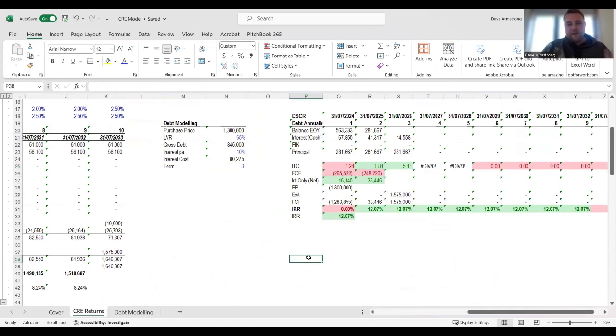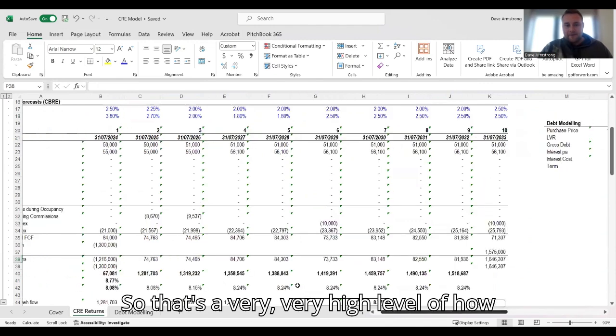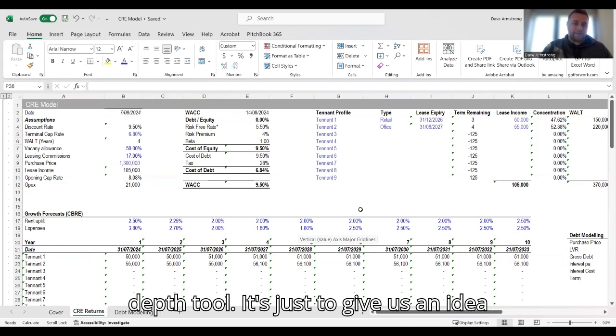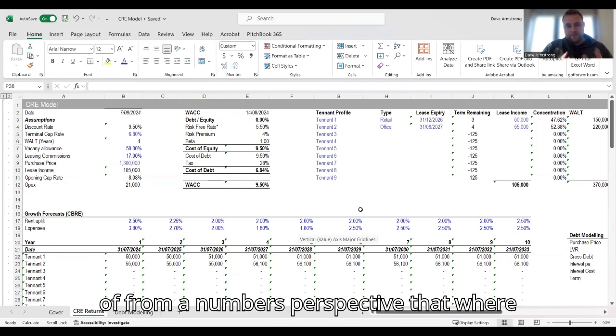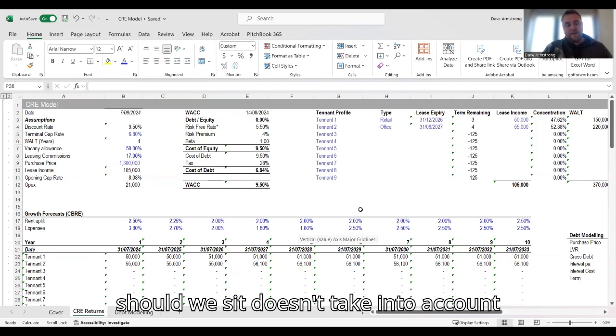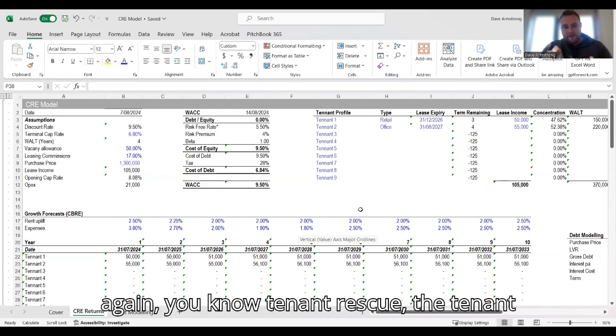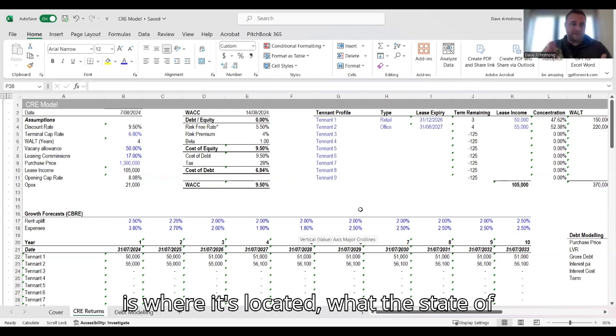It still makes sense. So that's a very, very high level of how it kind of works. It's, again, not an in-depth tool. It's just to give us an idea of, from a numbers perspective, where should we sit. It doesn't take into account what we call the qualitative stuff. So again, tenant risk, who the tenant is, where it's located, what the state of the building is.